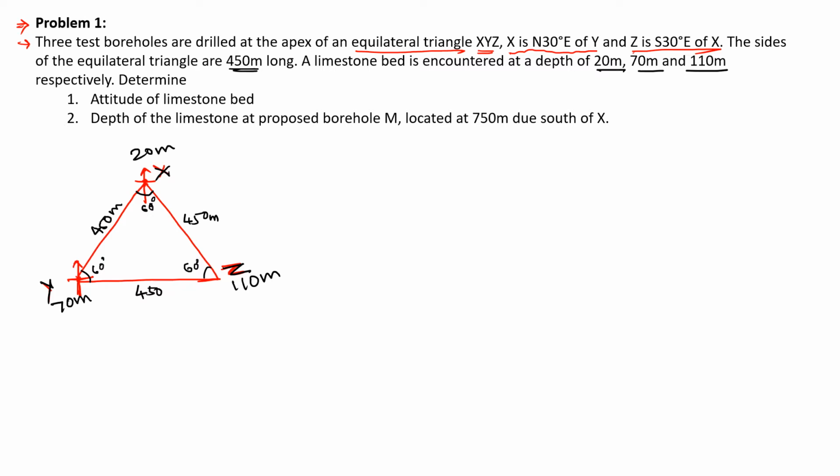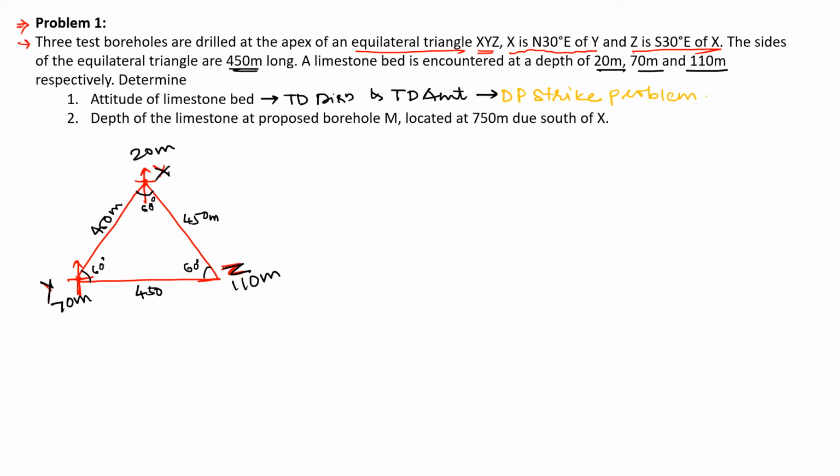Determine the attitude of the limestone bed. What do you mean by attitude of the limestone bed? The attitude of the limestone bed is nothing but we have to find out the true dip direction and true dip amount. These two things we need to calculate. So here we'll be taking the help of our dip and strike problems. What we studied in dip and strike problems is that we can find out the true dip direction as well as amount, provided we have certain other data.